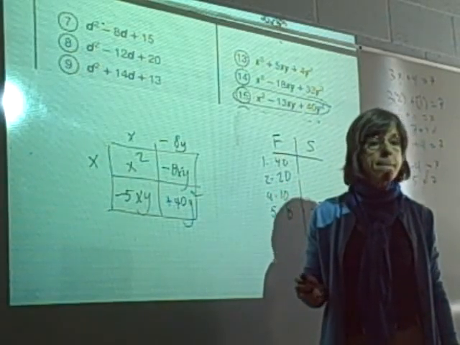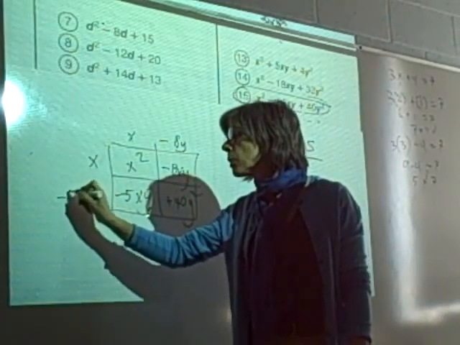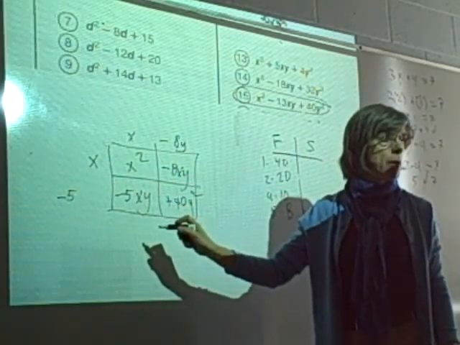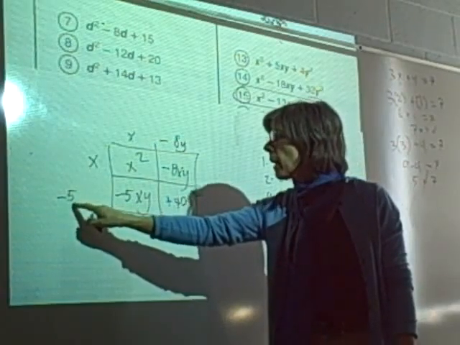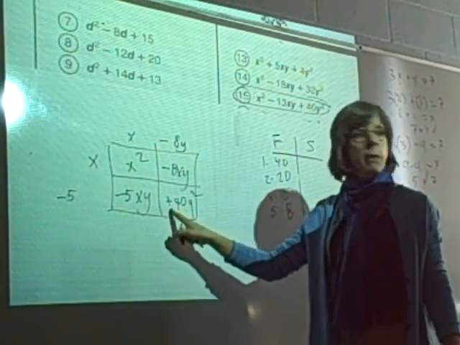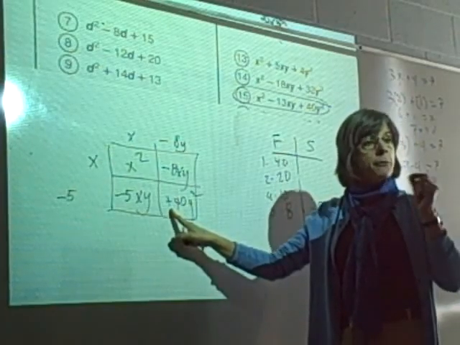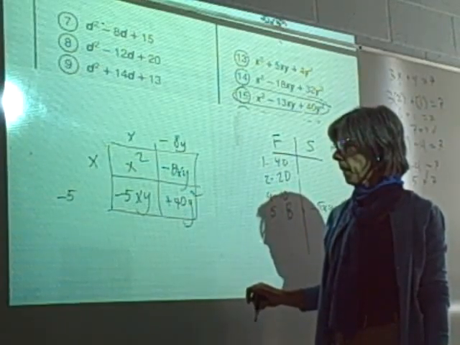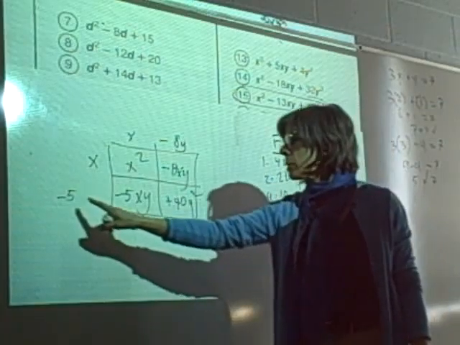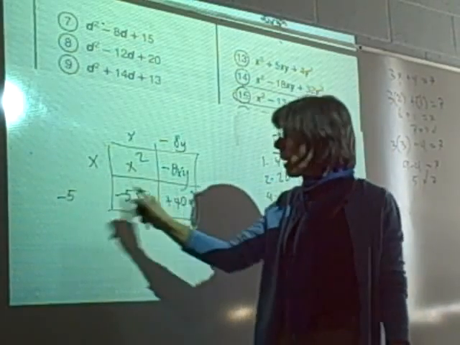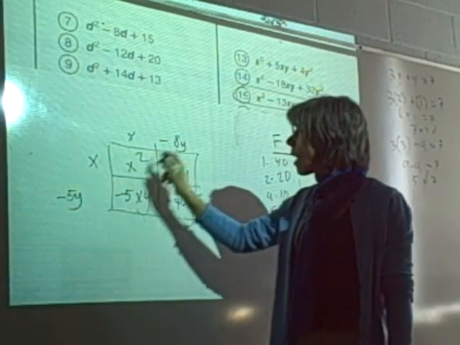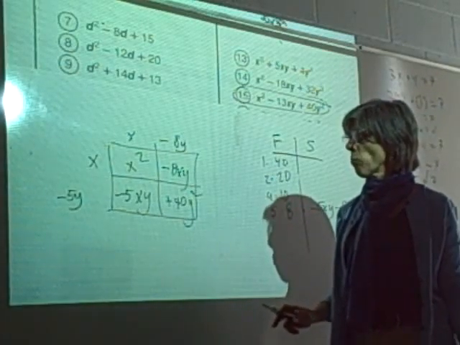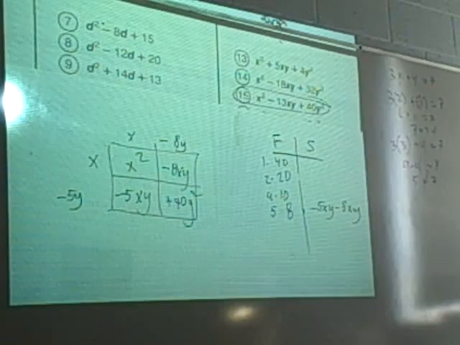You need to check your work here. This times that will give me a negative 5, so do I need a negative here? And then a negative times a negative will give me the positive. You have to really stop and think when you're dealing with positives and negatives. Shouldn't it be a negative 5y? I haven't gotten the variable yet. I was just concerned about whether it was going to be positive or negative. So it's going to be negative 5y. All right, so where are we?